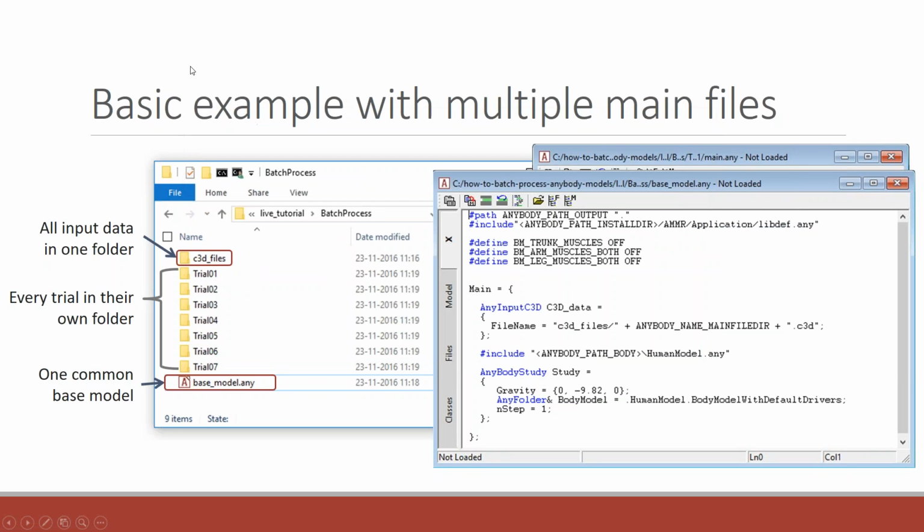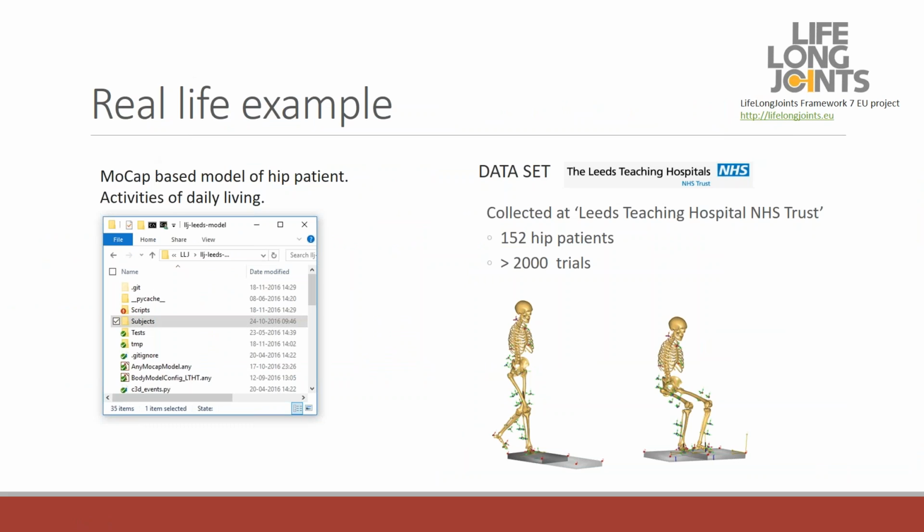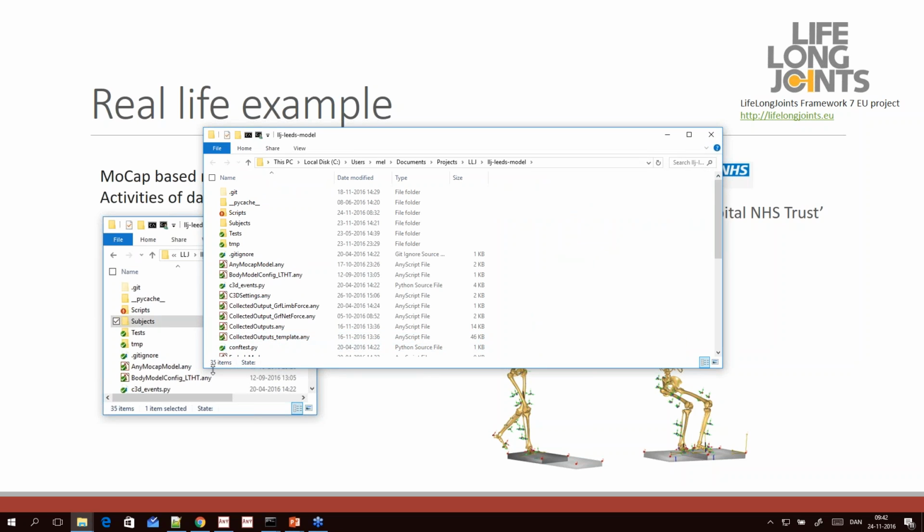So before we finish off, I'm going to show you one real-life example which uses exactly the setup for a mocap model, and it will also show you why this has some real benefit. The setup is from the Lifelong Joint project, which is a Framework 7 EU project. It's a mocap-based model of hip patients doing activities of daily living. It's a huge data set with over 150 patients and more than 2,000 trials. So I'll just see if we can find the files here.